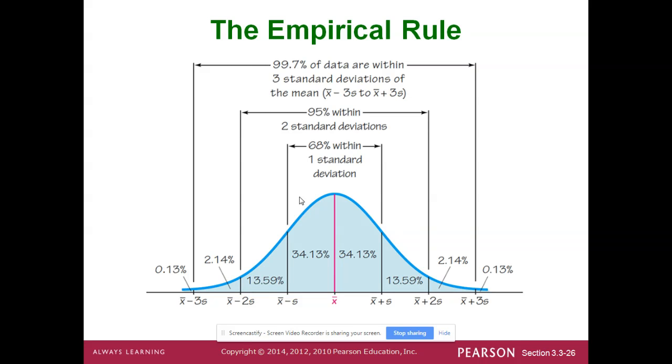I've shared this PowerPoint with you so you'll be able to look at it closer and have that good picture to look at. But 68%, 34% on each side. Then you add another 13.5% on each side there. That gets you your 95%. You add about 2.14% for the other part to get the 99.7, and that leaves 0.13% on each side for anything outside of 3 standard deviations. Okay, so everything falls around that mean. Most of your stuff is within 2 standard deviations. 99.7% is within 3 standard deviations.